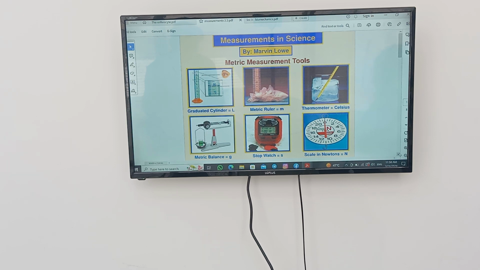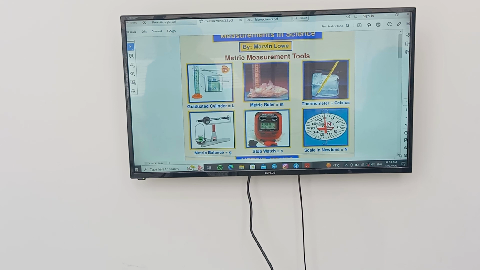We have here measurements and science. The metric measurement tools. It means they use centimeter and meter. The first one is the graduated cylinder for liter. This is used for, of course, liquids. Okay. The metric ruler is also used, and its unit is the meter.